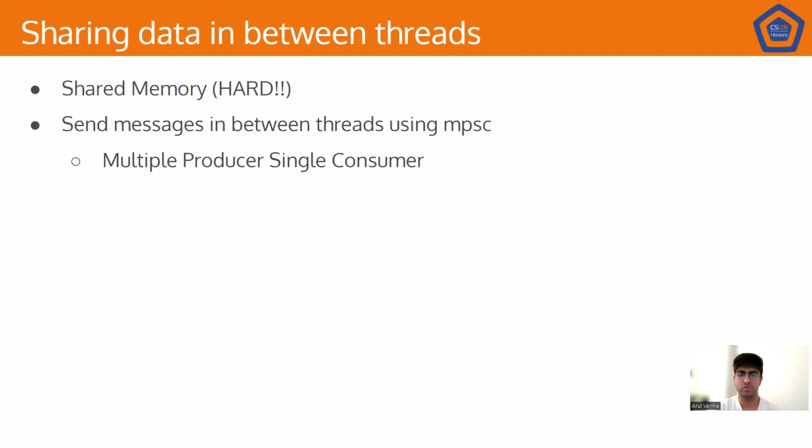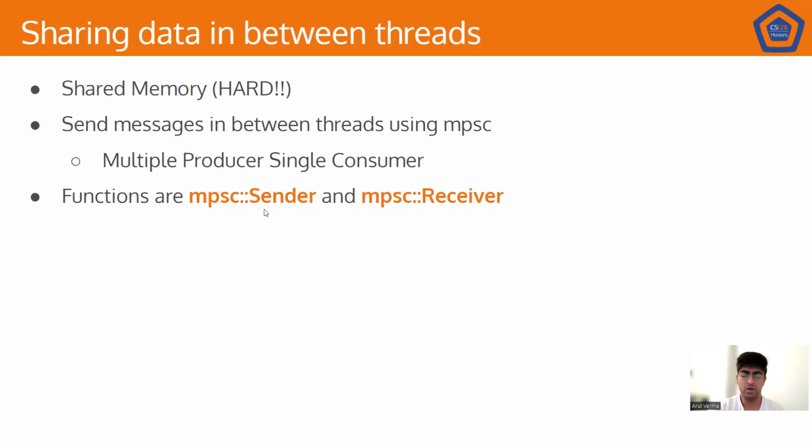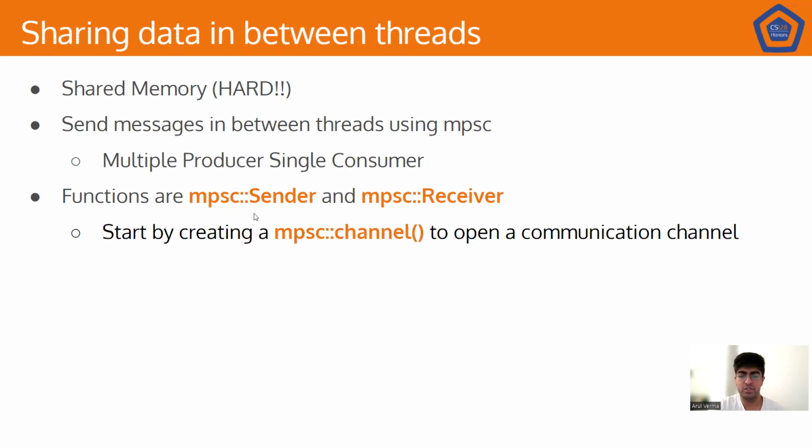MPSC stands for multiple producer, single consumer. In this case, the multiple producers are each one of the child threads, producing data, and the consumer is the main thread, which is receiving your data. So there are some pieces of data you can get using MPSC Sender and MPSC Receiver. Sorry, not functions. These are classes that are the sender and receiver of your data, respectively. And you can create them using the MPSC channel function. And this opens a communication channel between threads.